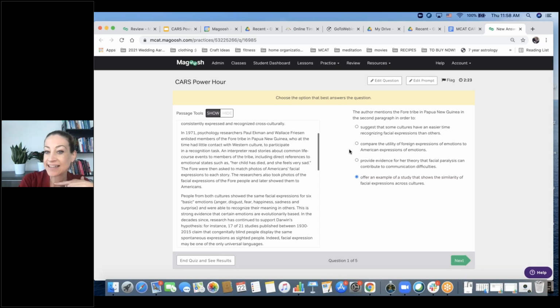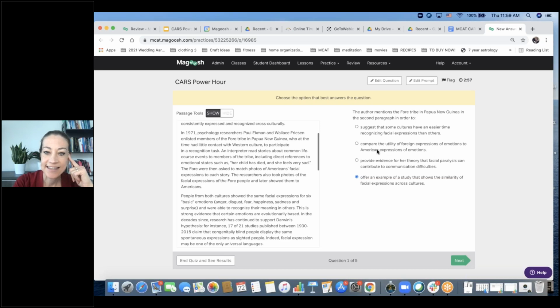But the second most common choice here is B, comparing the utility of foreign expressions of emotions to American expressions of emotions. And this is based on what we know of Magoosh students who have answered this over the course of many, many months. So when I'm saying what the most common is, what the second most common is, it doesn't necessarily mirror what we're seeing today with all of you. This is based on students who've answered in the past.